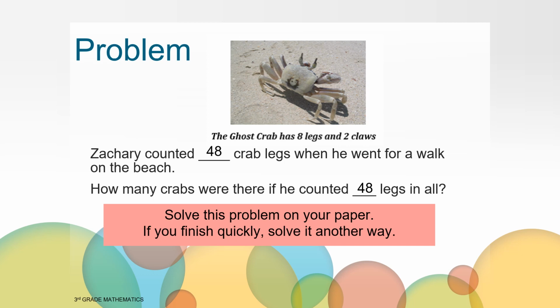Let's think about this in a different way. Do we know the number of groups, the amount in each group, or the total? The 48 crab legs he counted is the total number of legs. We also know that a ghost crab has 8 legs, which is how much in each group. So what are we missing? Yeah, we're missing the number of groups. In other words, the number of crabs he saw.